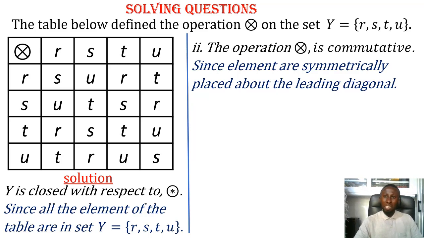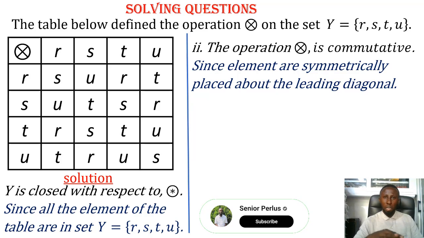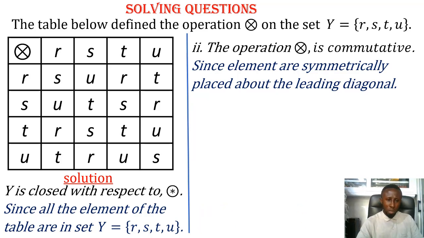And then the next one is, there is an identity element. So we should check whether there's an identity element. In our previous video, we said that the identity element is where the first row and the first column repeat. So here, let's check for the identity element. Let's check the first row.